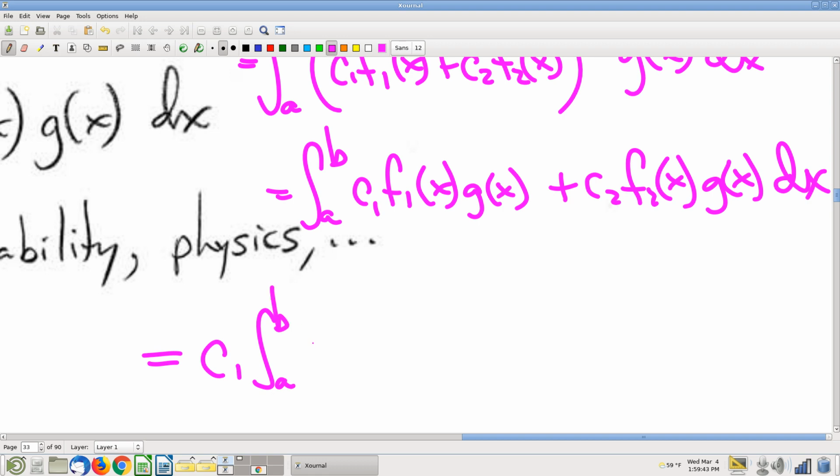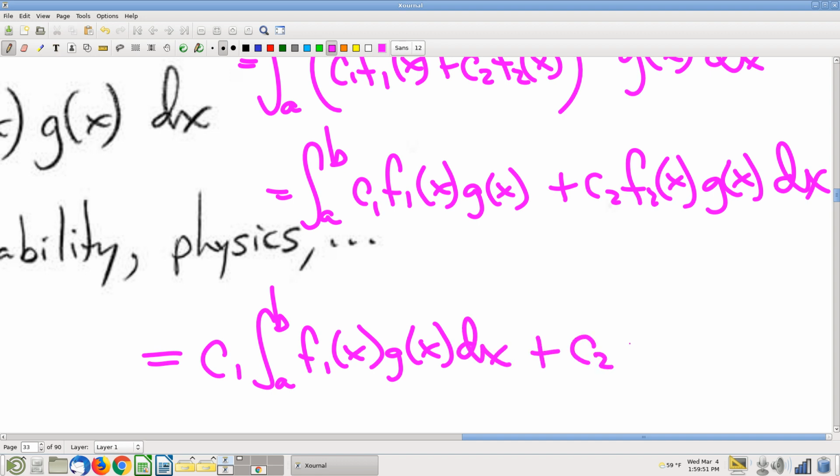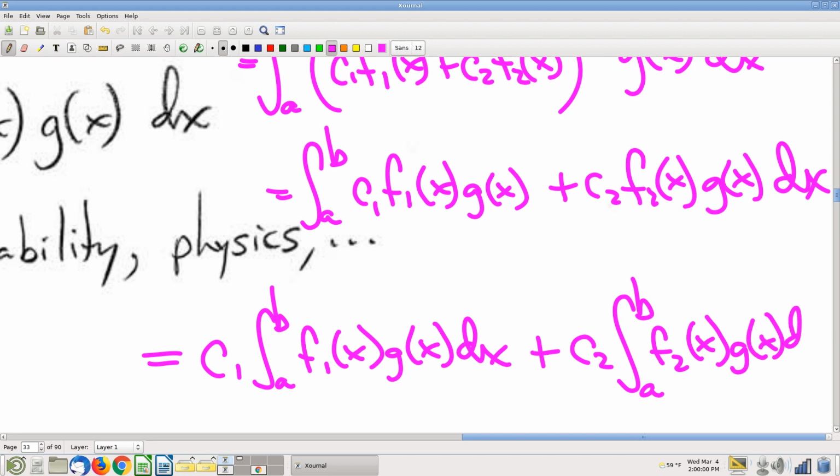integral from a to b of F1 of x, g of x dx, plus C2, integral a to b, F2 of x, g of x dx. So, like I say, a little bit of Calc 1 there.